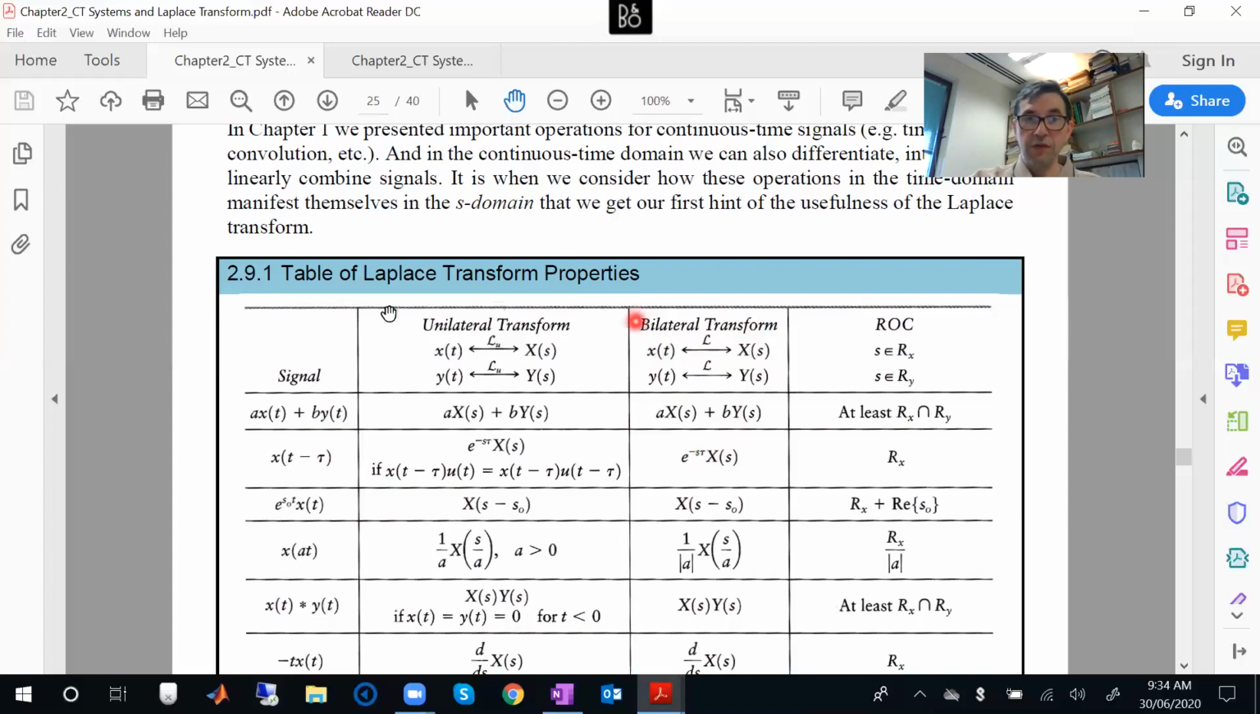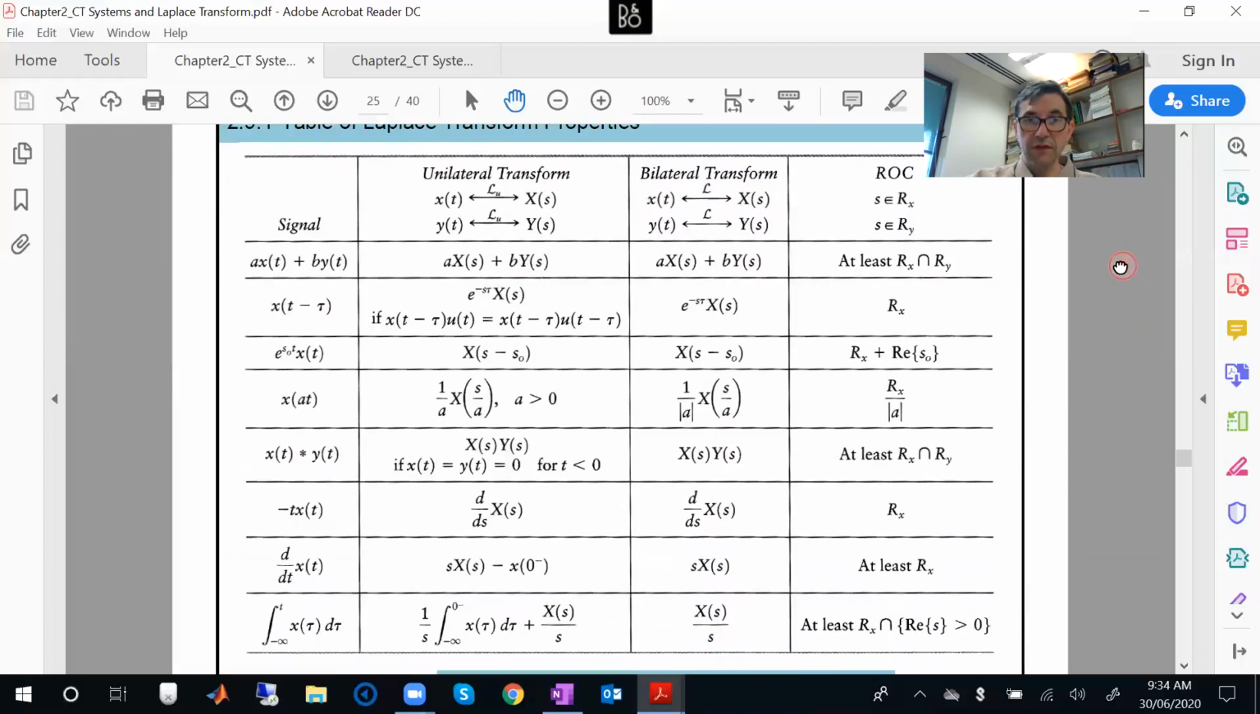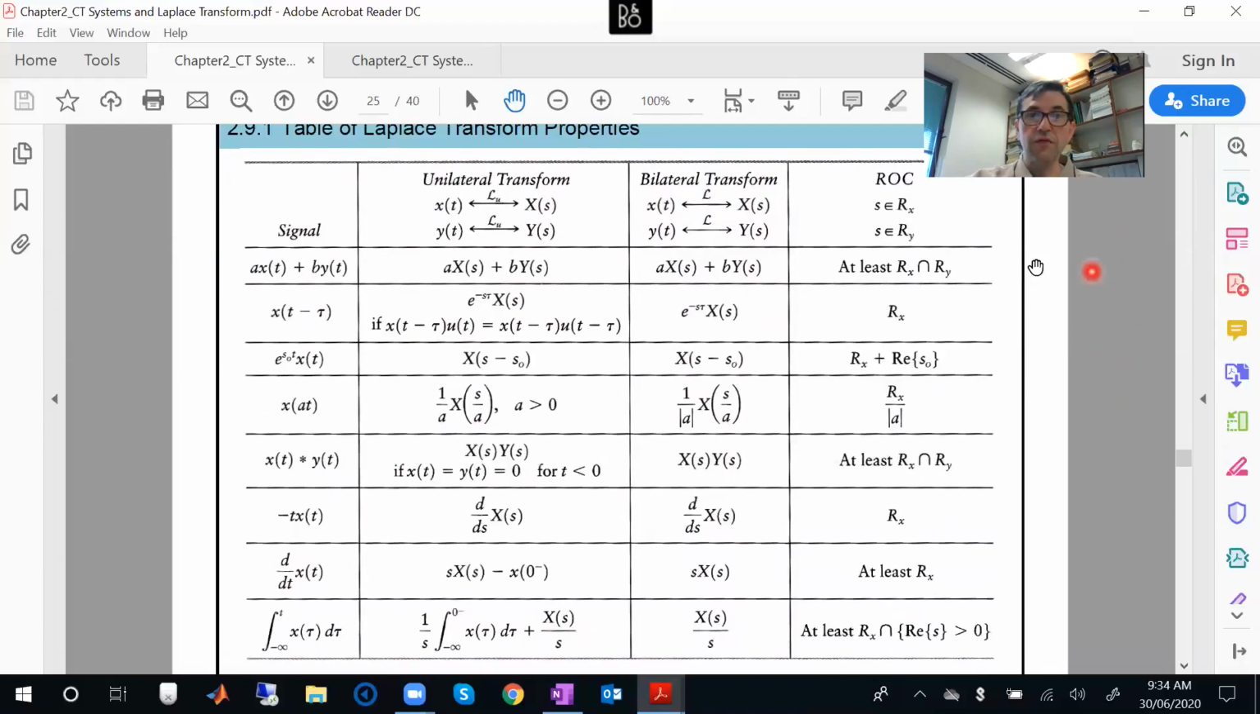Now you'll notice I'm looking from this column to that column. This column here, the unilateral transform, let me bring in the rest of this so I can do this to it. Yes, that's what I did. I did actually put an X. The reason is, as I said right at the beginning, we will only be looking at the bilateral Laplace transform.